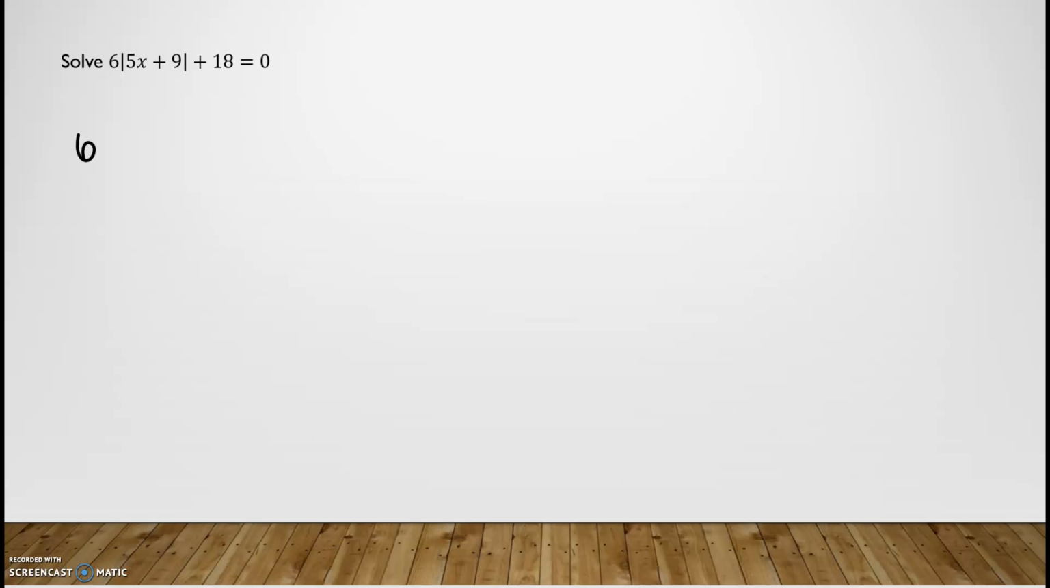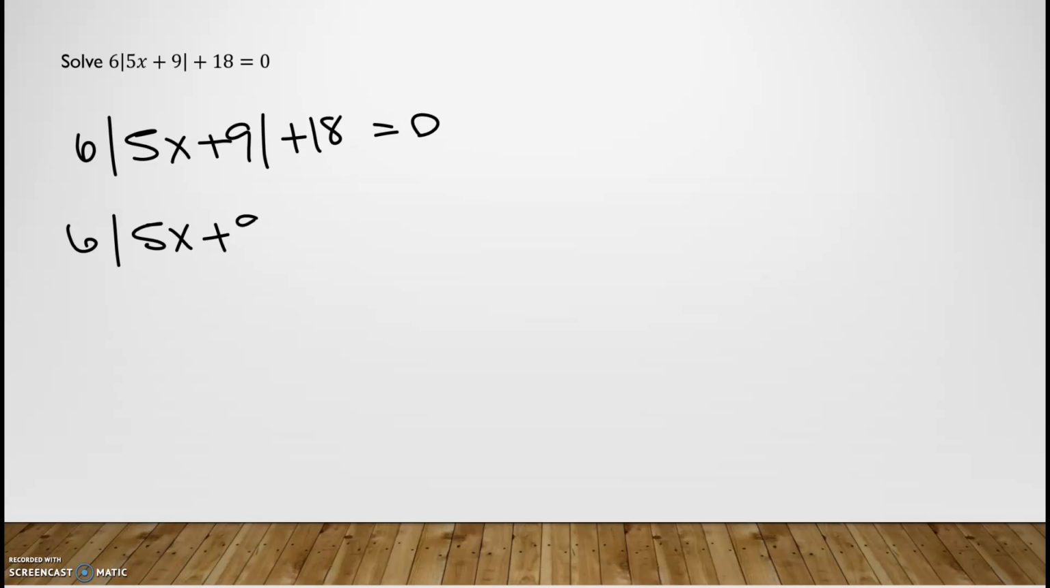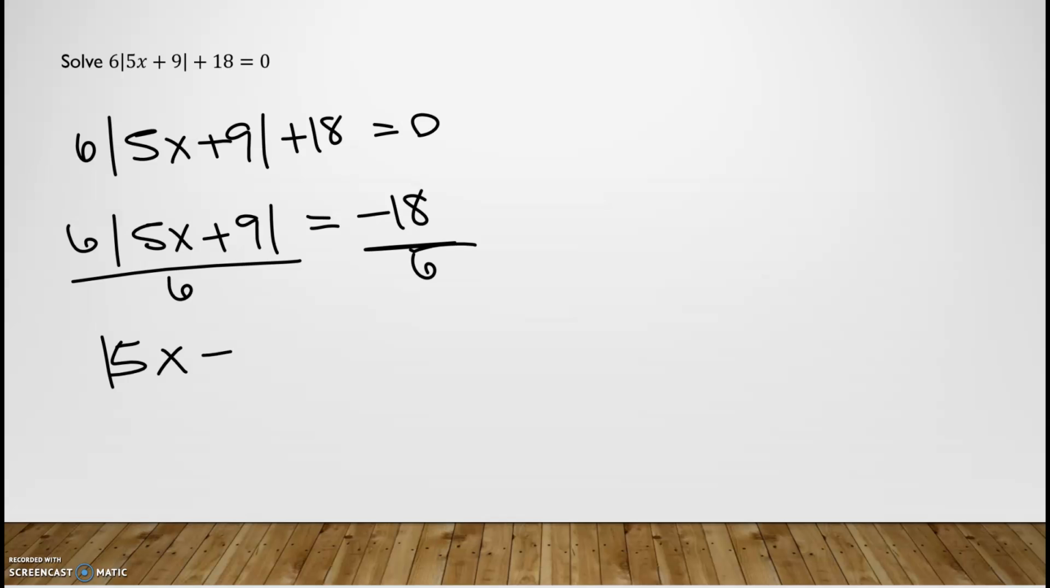All right, so let's take a look at this one, and we are going to move over the 18 and that 6. Okay, so move over the 18 first. So that's going to be negative 18. Then divide both sides by 6. So this is going to be the absolute value of 5x plus 9 is equal to negative 3.